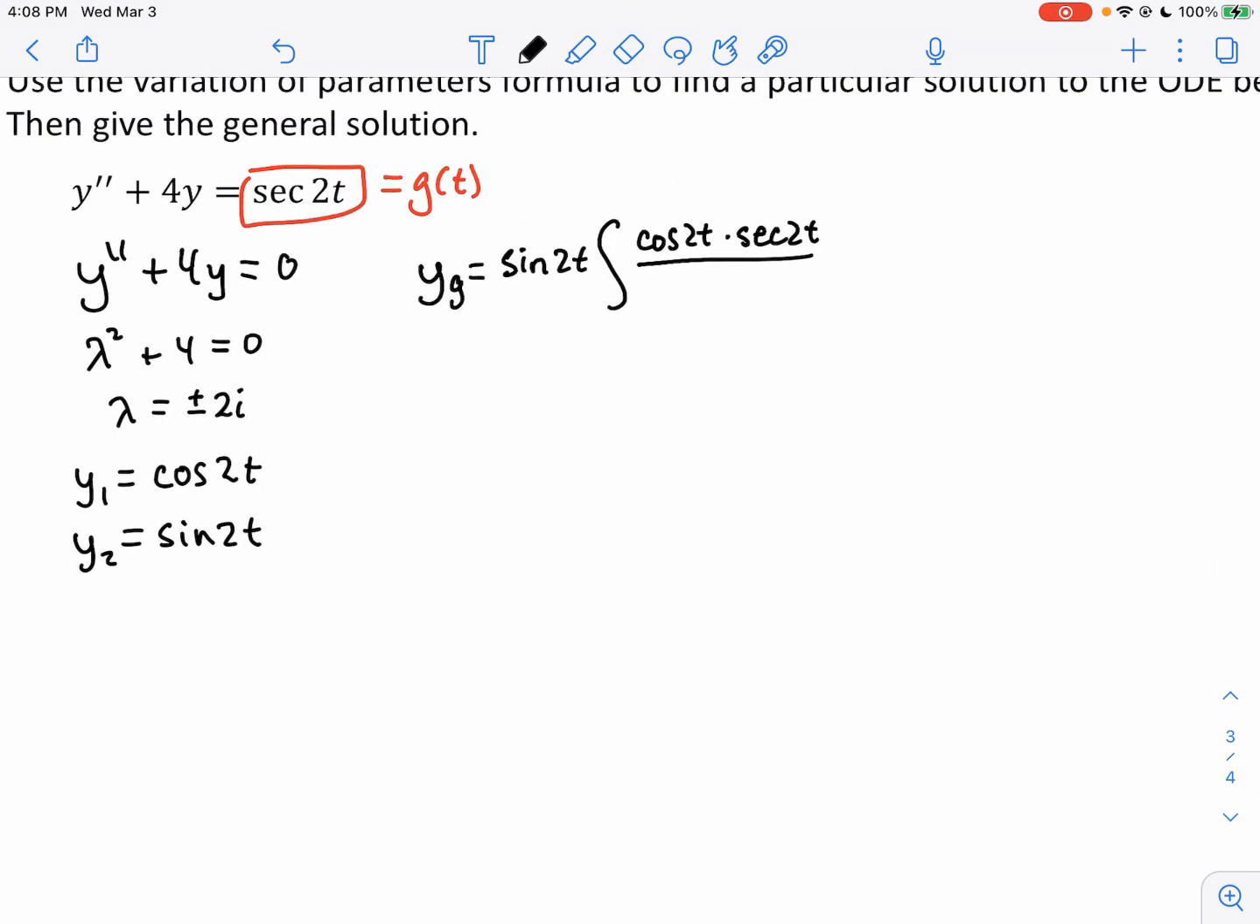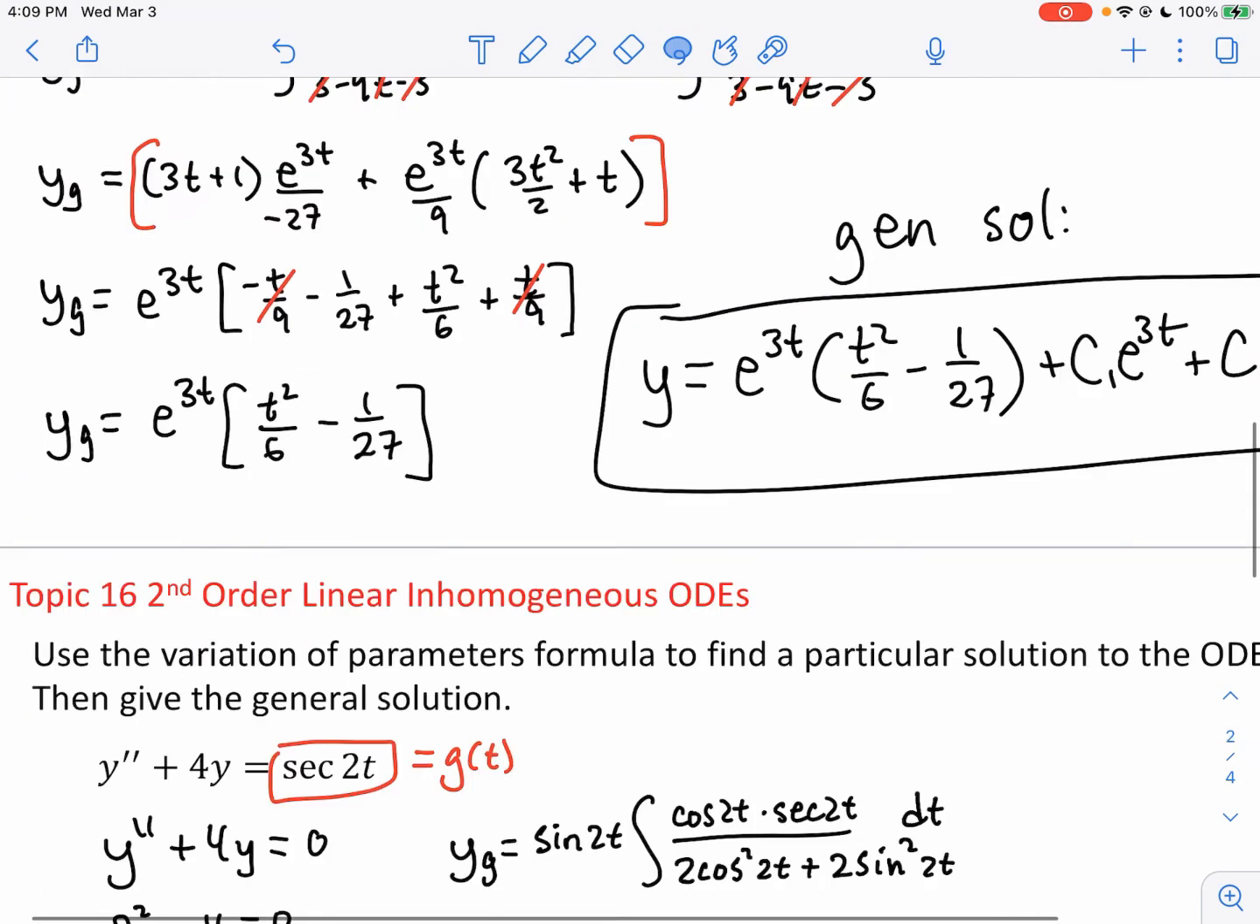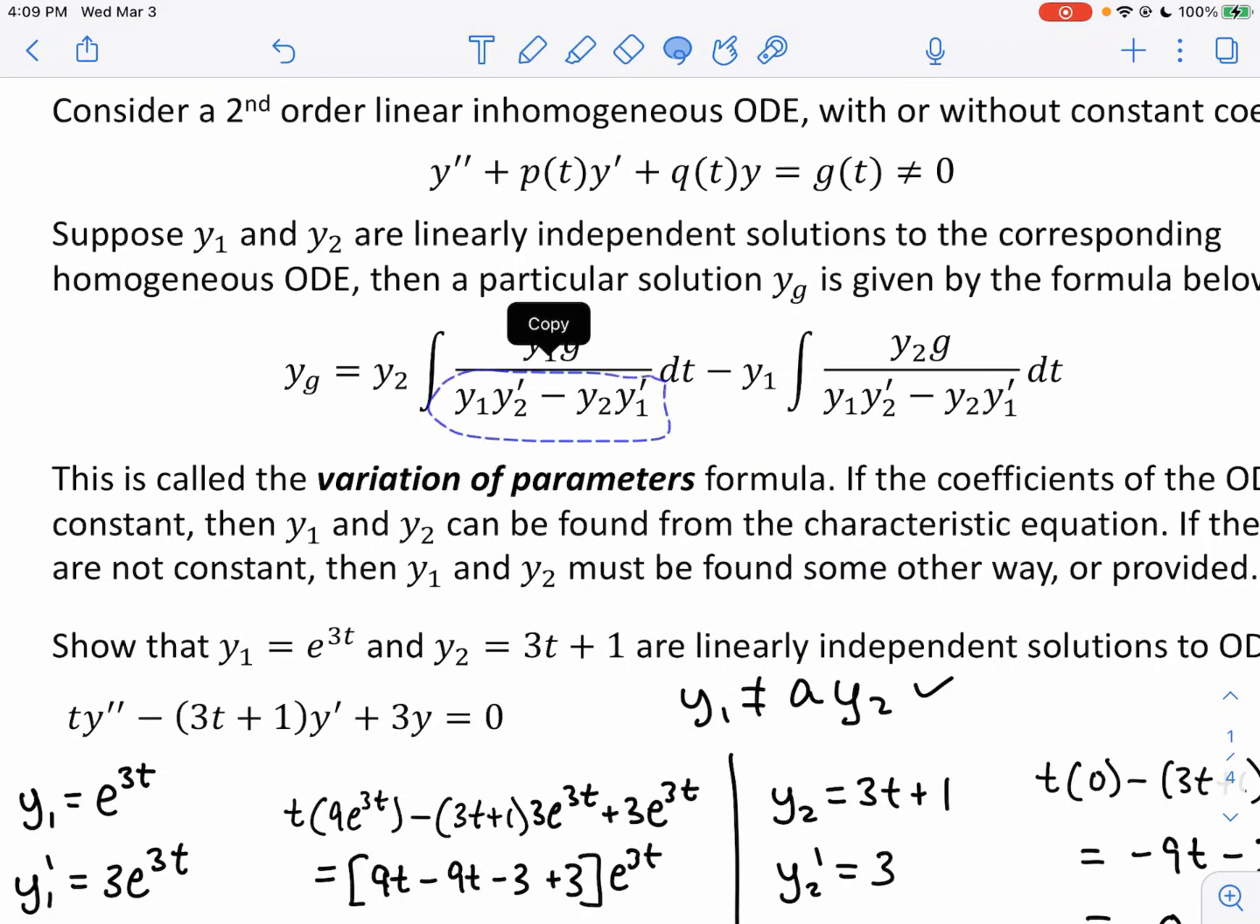now we do y sub 1 times y sub 2 prime. So y sub 1 is cosine 2t, and y sub 2 prime is 2 cosine 2t. So we get 2 cosine squared 2t. And then minus, now we do y sub 1 prime times y sub 2. And y sub 1 prime is negative 2 sine 2t. I'm looking at this one right here and differentiating it. We get negative 2 sine 2t times sine 2t. So we get minus negative 2 sine squared 2t. Okay. This is what you get when you're looking at these two functions, y1, y2, and then you do this calculation for your denominator.